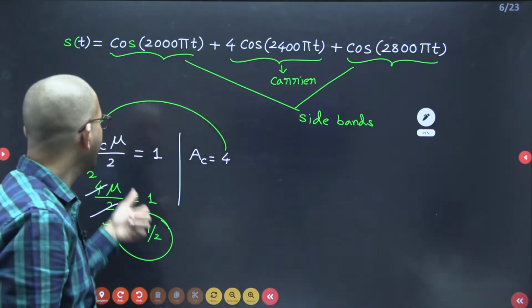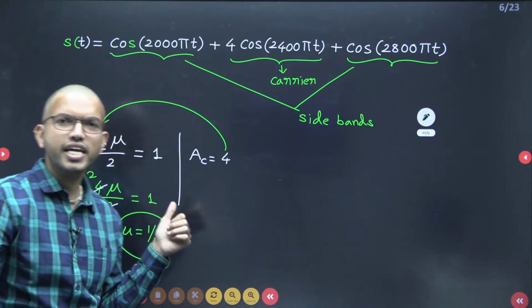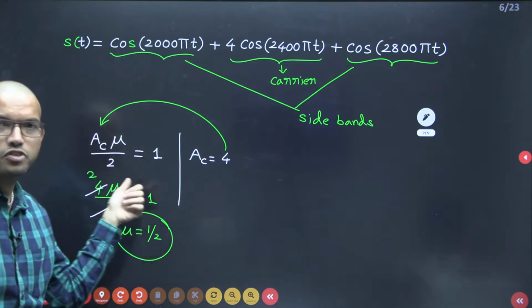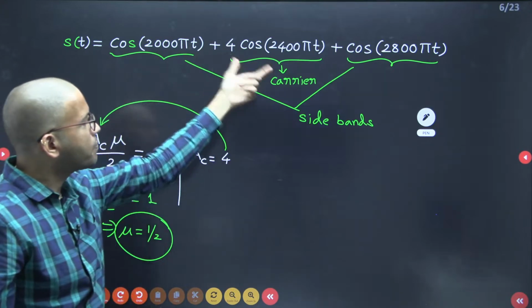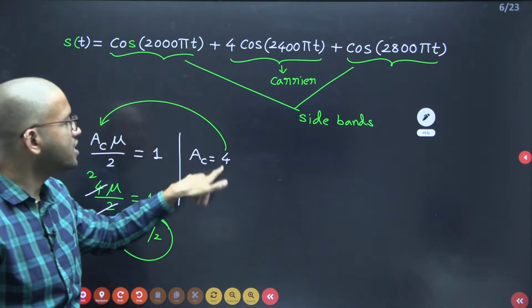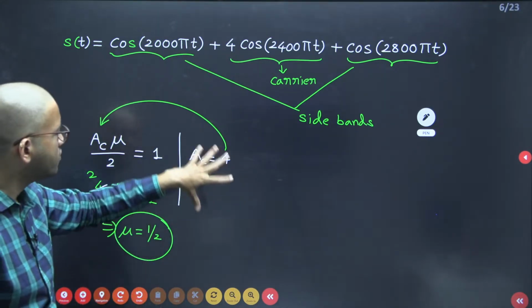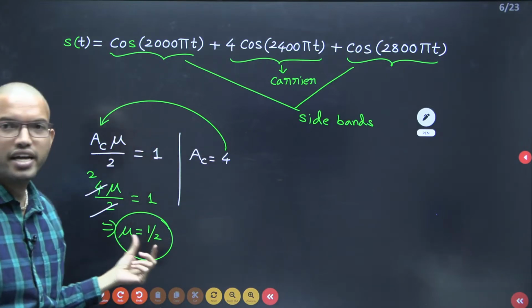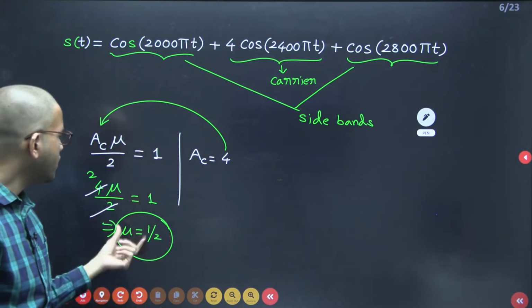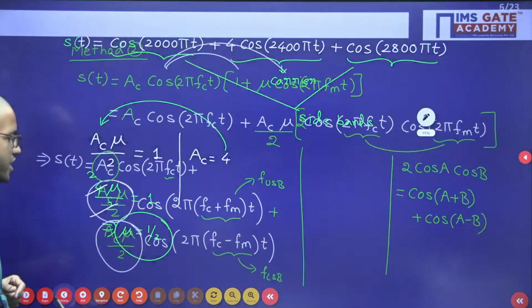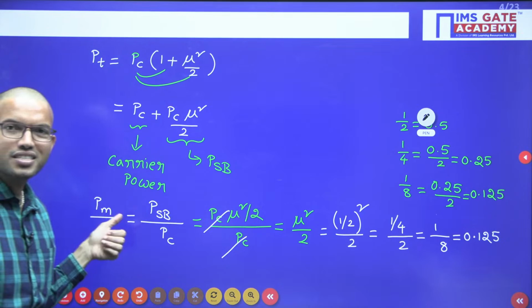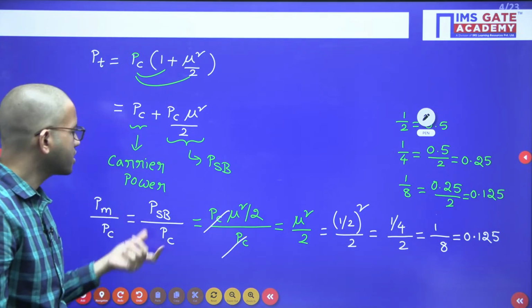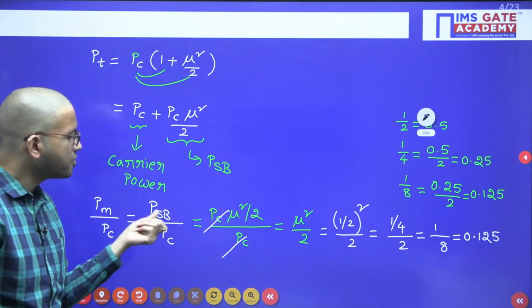That is nothing but, according to our standard equation, AC mu by 2. And whichever term has a different amplitude, that particular term amplitude is nothing but AC. With the help of this, you can calculate the mu value. Once you are able to calculate the mu value, what are they asking? They are asking the ratio of message signal power and carrier power, right? So that is nothing but total sideband power divided by carrier power.